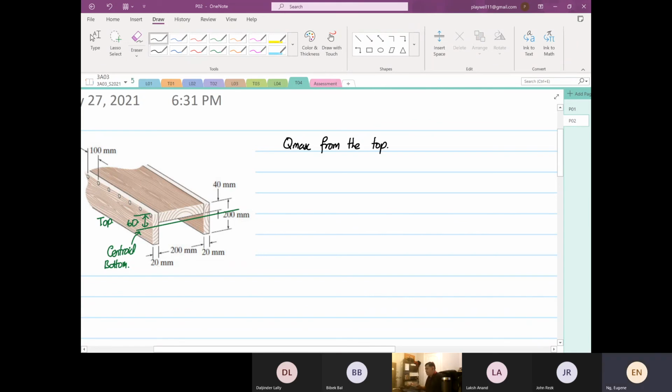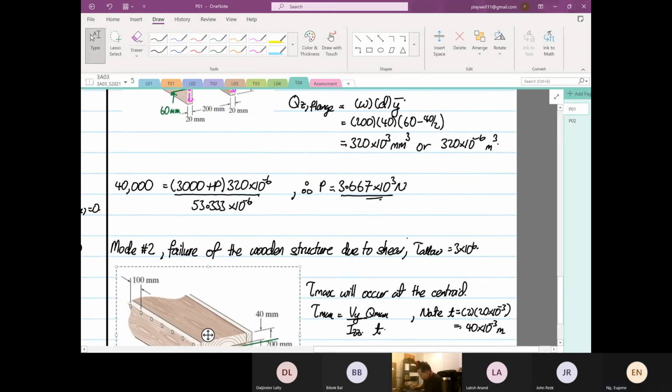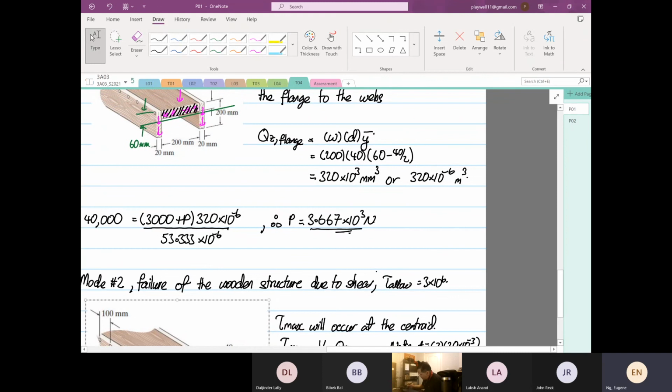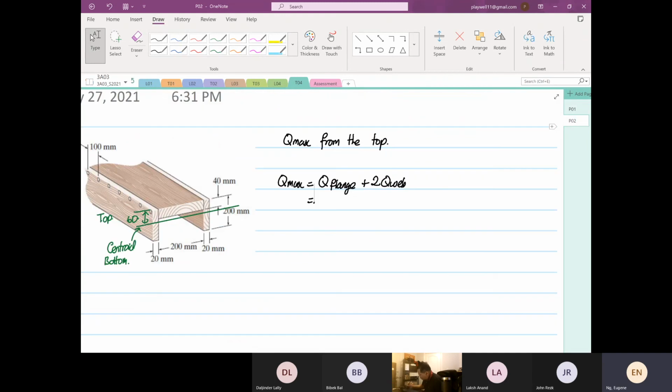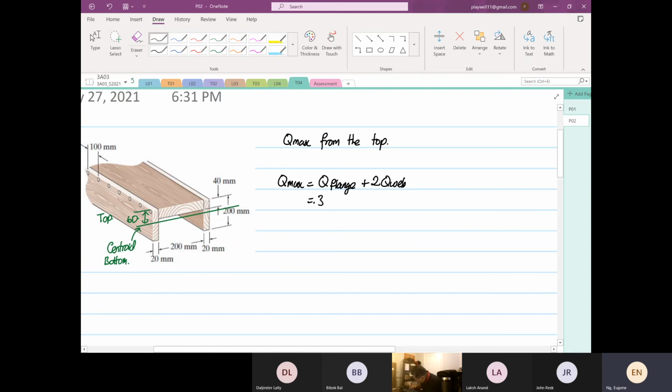Q max from the top is a bit more work, but let's do it. Q max from the top is equal to Q of the flange, which we have already, plus twice Q of the web. Q of the flange we calculated earlier, it is equal to 320 times 10 to the power minus 6, or 320 times 10 to the power 3.